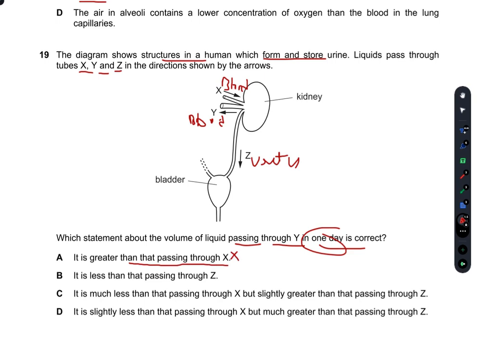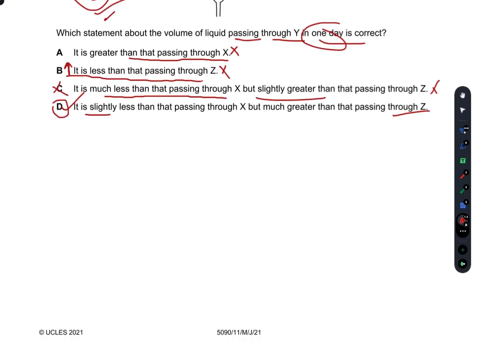It is less than that passing through Z? No, it is greater than that passing through Z. It is largely greater than that passing through Z? It is much less than passing through X, but slightly greater than passing through Z? No, it is much greater than that passing through Z and slightly less than passing through X. So we are only left with D, which is right: it is slightly less than passing through X and much greater than Z. So D is the right option.